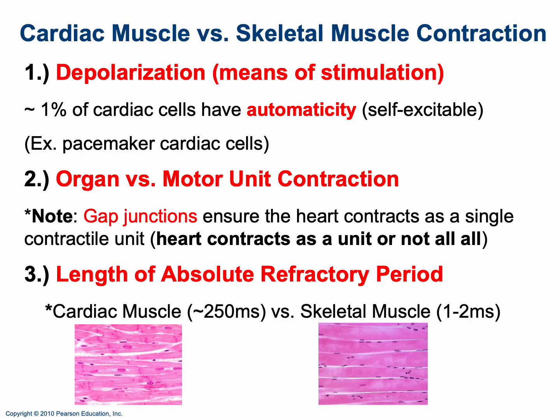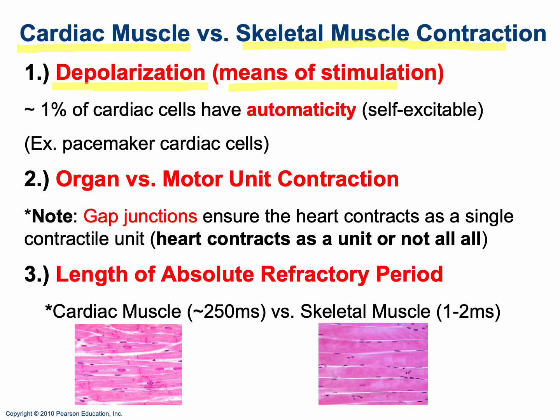We're now going to take a look at the differences between cardiac muscle and skeletal muscle contraction. And these are three big differences. We've looked at many already, I suppose. But the first one is looking at the stage called depolarization, when you look at an action potential being fired. And if you compare an action potential being fired along a neuron and an action potential being fired along a cardiac cell, there's a difference with the means of stimulation for the depolarization.